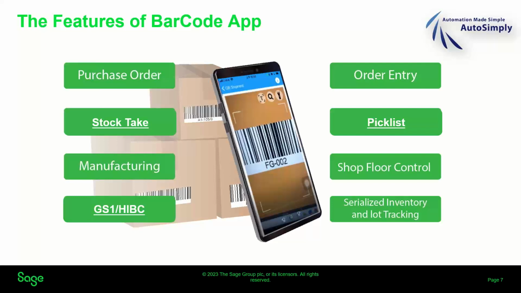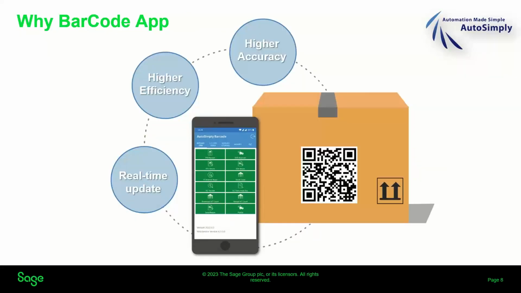But of course, the scope goes beyond stock taking. We can do manufacturing. We can do sales shipments. In connection to sales shipments, we can do picking. So this is something that, again, we will highlight a bit later. But on top of that, we can even do shopware control as well as lot serial recording with GS1 HIBC barcode scanning.